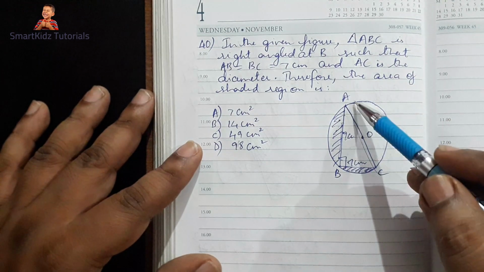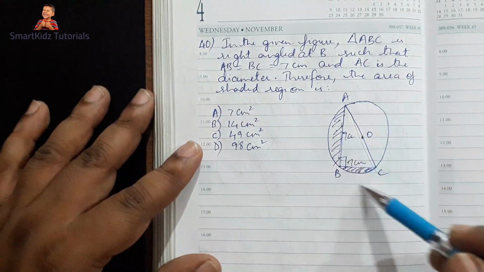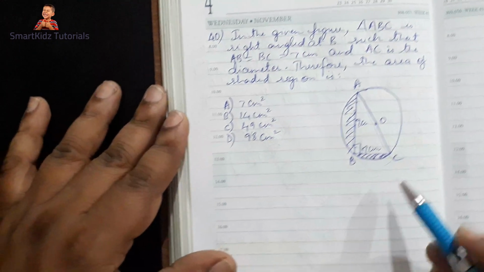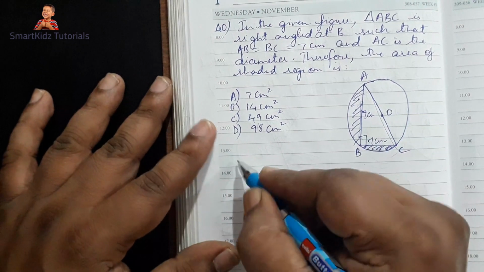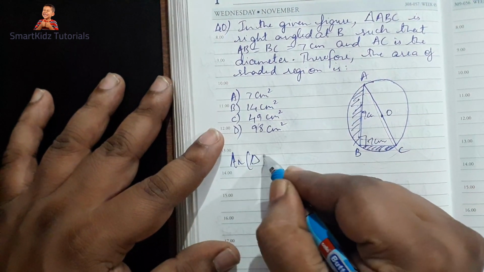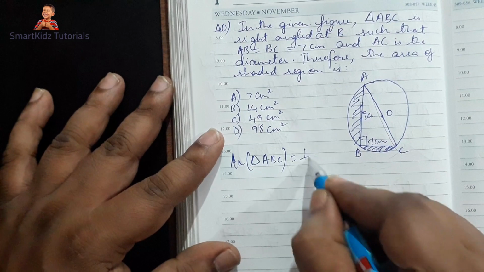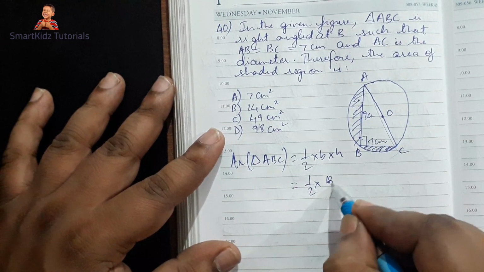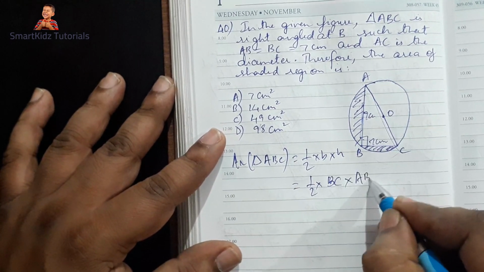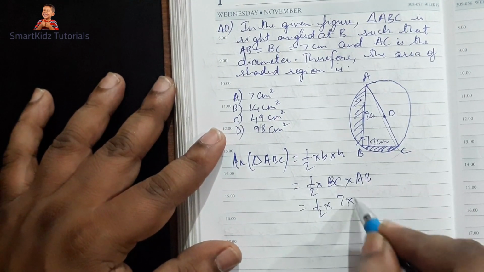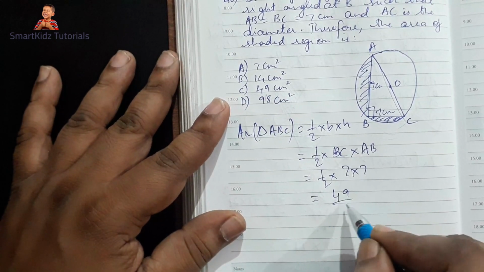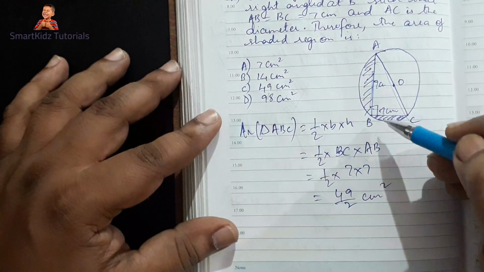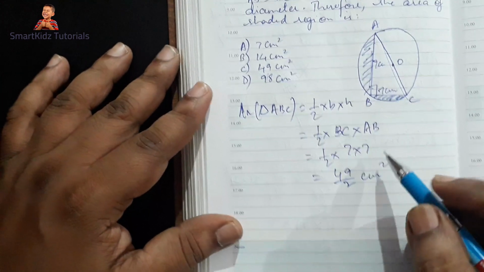If you want to find the area of the shaded region, we need to find the area of the full circle minus the area of the triangle. So first we'll find the area of the triangle. It's just the normal formula, half base into height. Base would be BC and height would be AB, and they are the same. So half into 7 into 7, that would be 49 upon 2 square centimeter. That would be our triangle area.